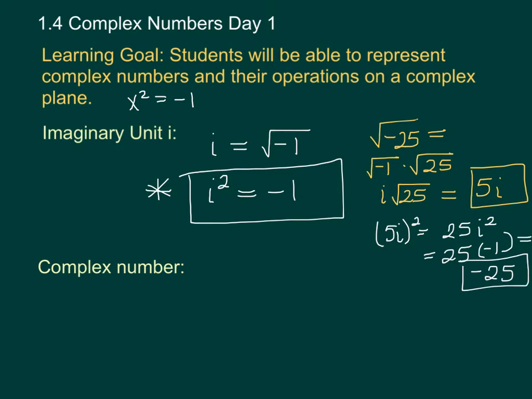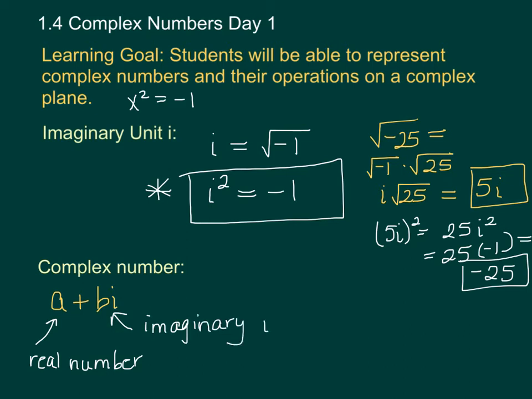Now, a complex number is in this form: a plus bi. And this is called standard form when you have the real number first, and the b and the i, that's the imaginary unit. So if they ever ask you to write it in standard form, this is what they mean. So standard form, the real number is first, the imaginary unit is second.